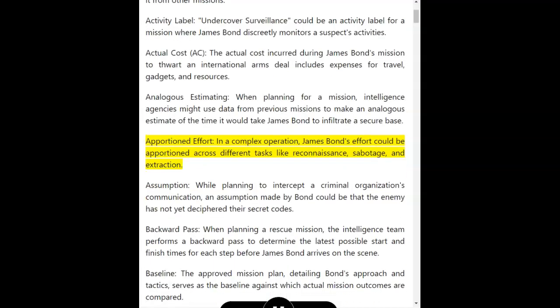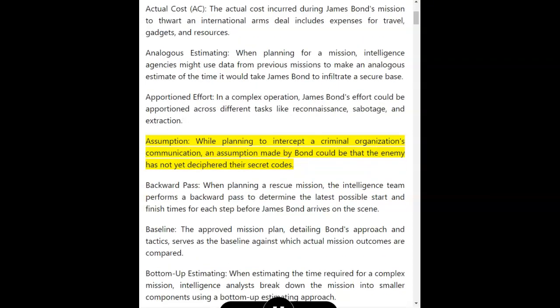Apportioned effort. In a complex operation, James Bond's effort could be apportioned across different tasks like reconnaissance, sabotage, and extraction. Assumption. While planning to intercept a criminal organization's communication, an assumption made by Bond could be that the enemy has not yet deciphered their secret codes.